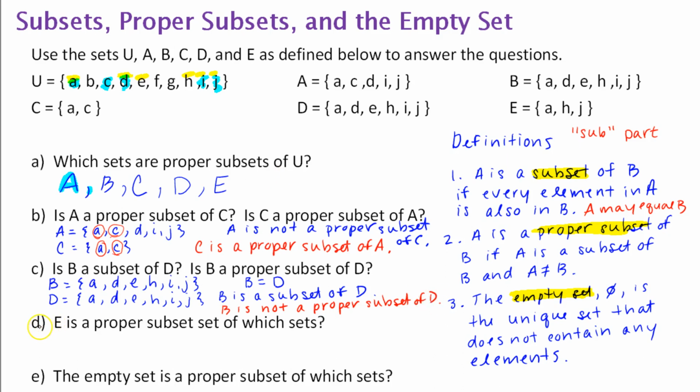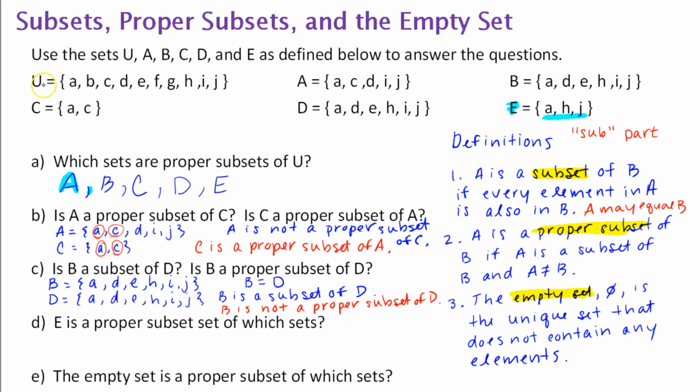Let's look at the next one. Part D asks, E is a proper subset of which sets? So let's do this systematically. First let's locate the set E, and notice the set E has three elements, A, H, and J. And we want to check to see if it's a proper subset of all the sets listed. You'll find quicker ways to do this over time, but again, we're going to be systematic to make sure we check each one carefully.